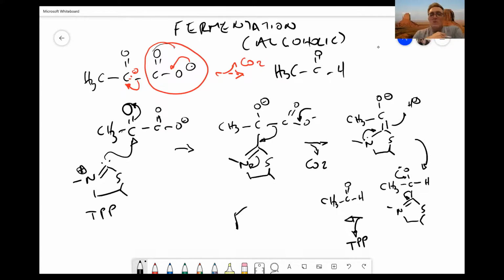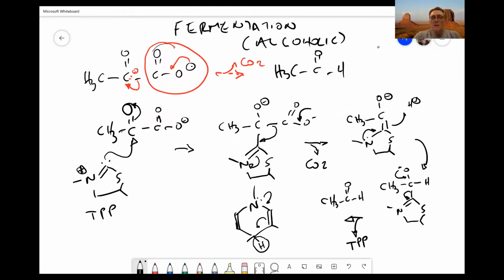So NADH will come in, okay? NADH will look like this. It's got some various other groups that we don't care about. And then the electrons from here will bounce here. That's a proton with the two electrons. So the whole thing is going to leave, okay?